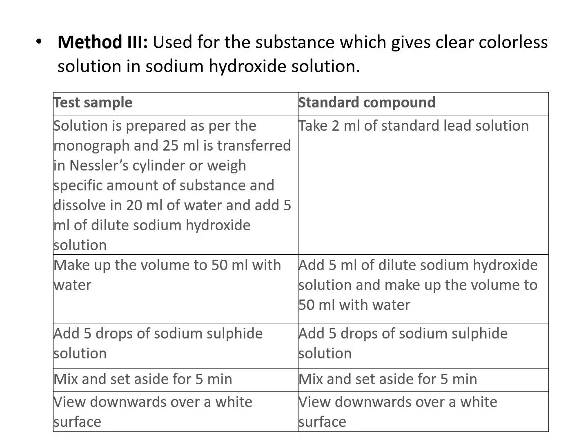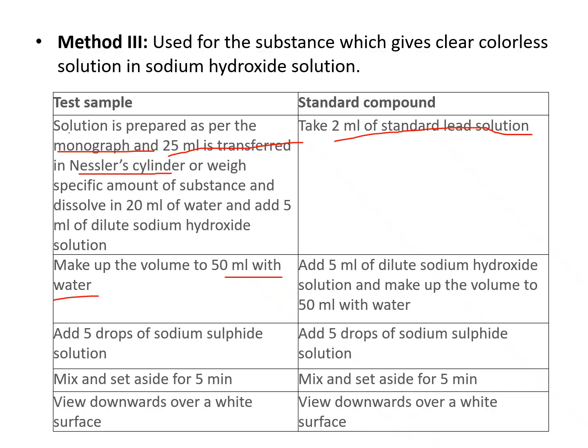In the test sample, the solution is prepared as per the monograph and transferred into a 25 ml Nessler cylinder. This was the other procedure. Otherwise, we can take a specific amount of substance and dissolve in 20 ml of water and add 5 ml of dilute sodium hydroxide solution. Then in the standard, we have to take 2 ml of standard lead solution. Both the test and the standard should be made up to a volume of 50 ml with water.